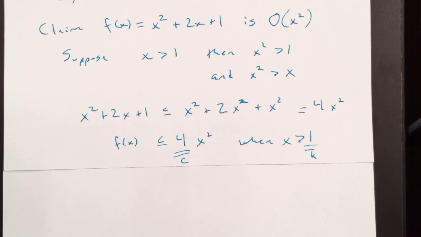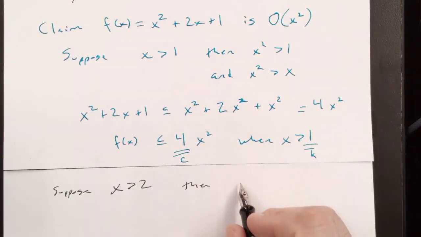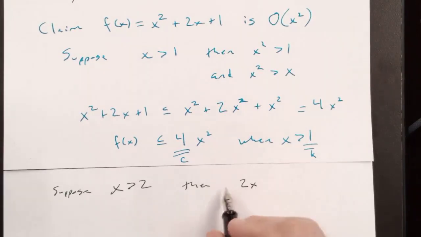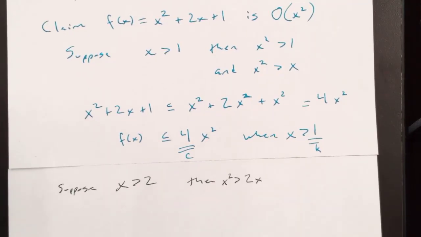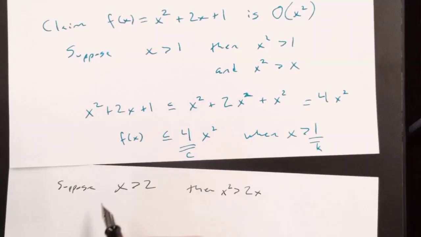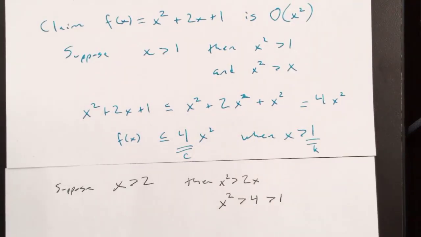Here's another version of the same problem. Suppose x is bigger than 2. Well, then 2x is less than x squared, isn't it? I multiplied by x on both sides. I also know that since x is bigger than 2, x squared will be bigger than 4, which is definitely bigger than 1, isn't it?